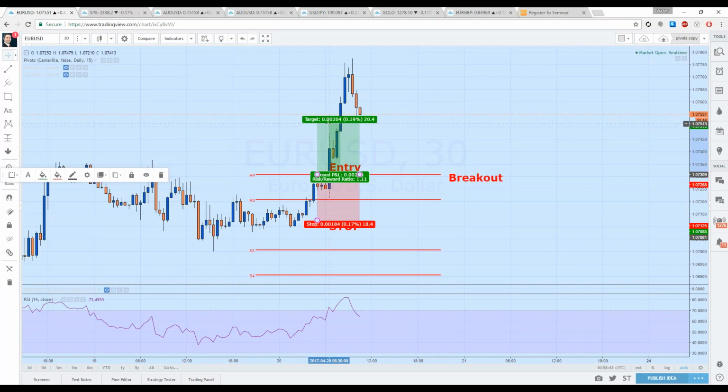To reach the same risk-reward ratio, however, we must have bigger targets.